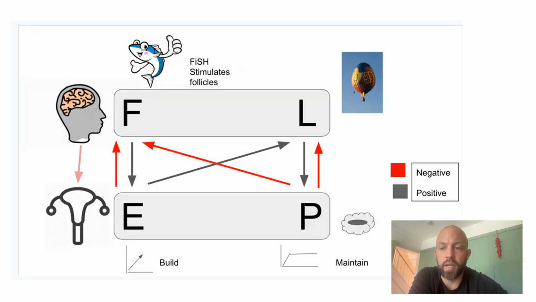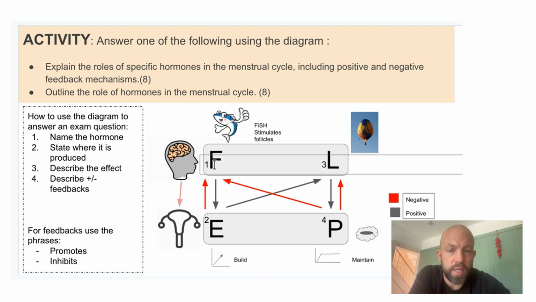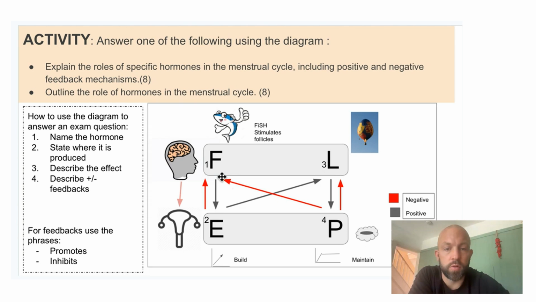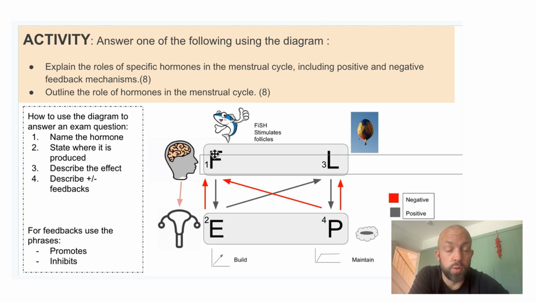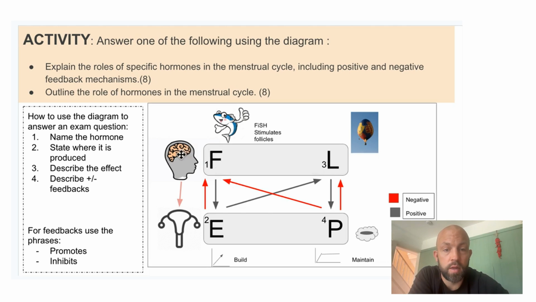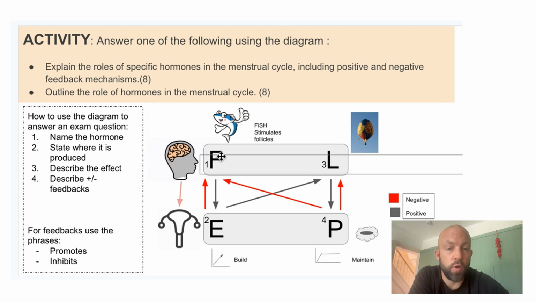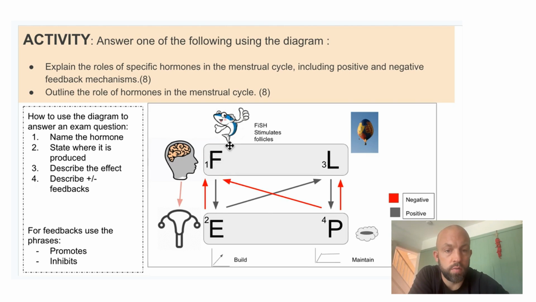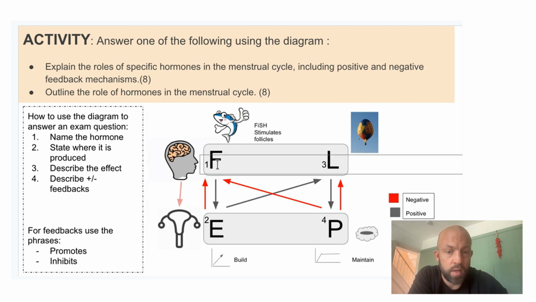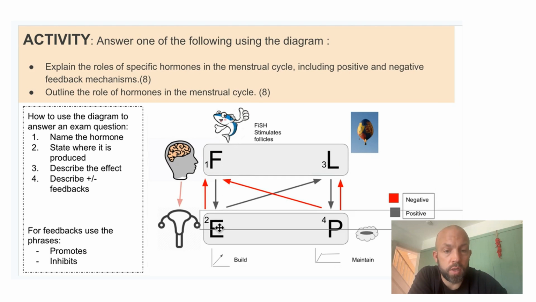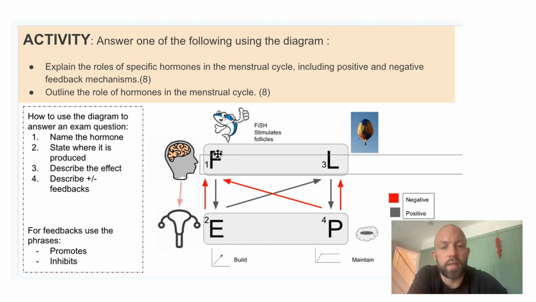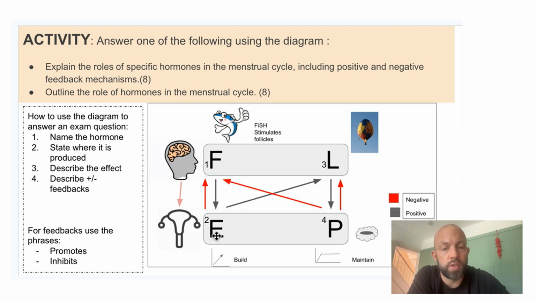Now, we start here at number one. FSH promotes the production of estrogen. It is produced in the pituitary gland, and it causes a follicle to develop. So we call it, there's a little tickly fish here because it's follicle stimulating hormone. And it's going to promote the production. So it causes a follicle to start developing in the ovary, and it causes the production of estrogen.